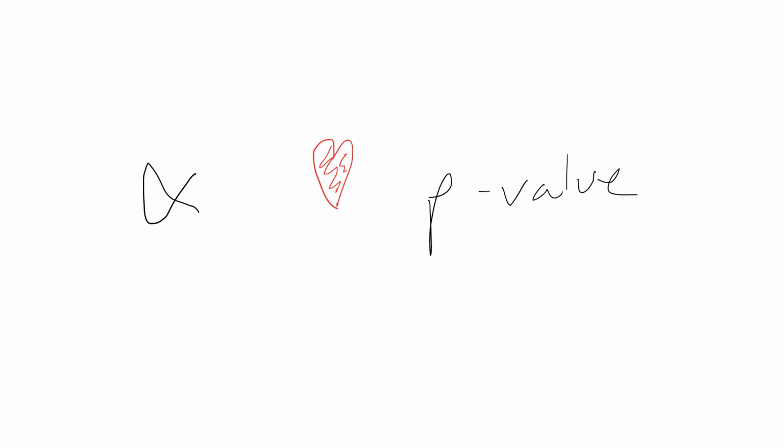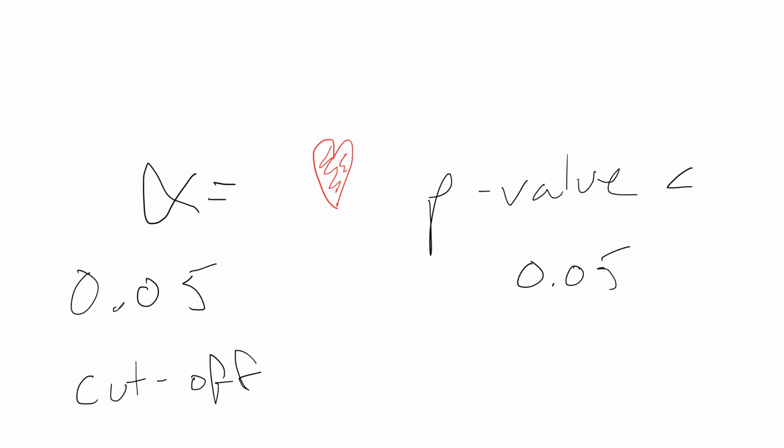Alpha goes hand in hand with p-values. At the outset of a research study, scientists identify the amount of type 1 error they are okay with. The standard practice is that scientists are okay with anything less than 5% chance of type 1 error. In other words, scientists typically set a cutoff of 0.05 for alpha.